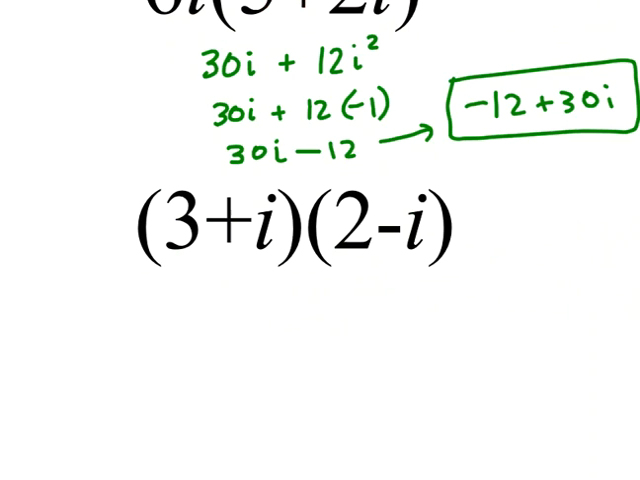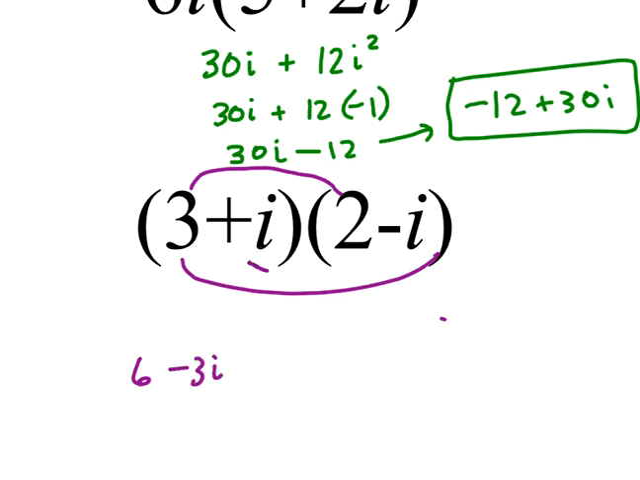One more like these, and this particular one is a little bit harder because I have a binomial times a binomial. So I'm going to want to FOIL here. I'm going to multiply first, 3 times 2, then outer minus 3i, and inner plus 2i, and then one more, minus i squared.